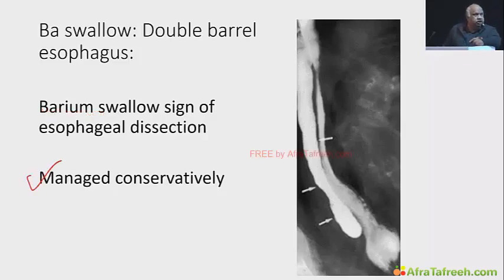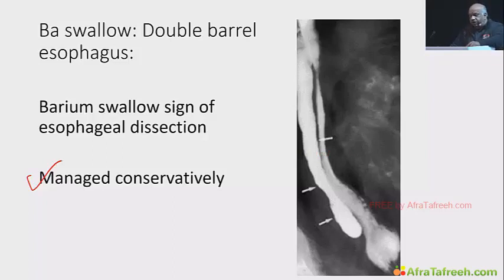So we only manage, we don't do surgery. For dissection of esophagus, no surgery needed, only conservative treatment. But perforation, yes, surgery may or may not be done. That also is not an absolute indication of surgery. Sometimes we manage conservatively, but yes, very often we need surgery.